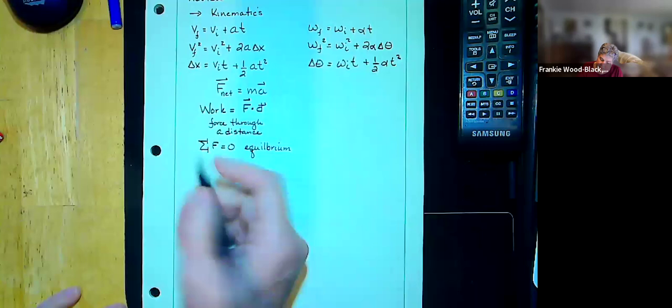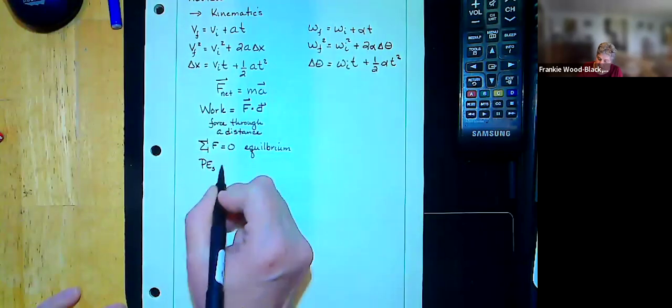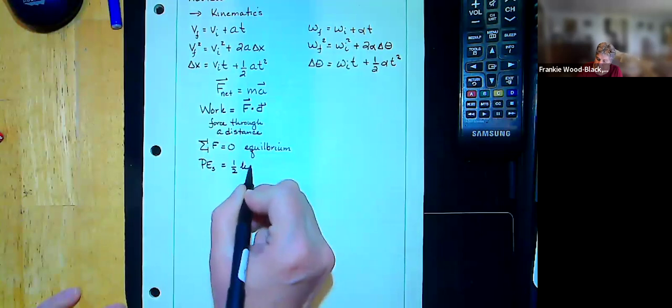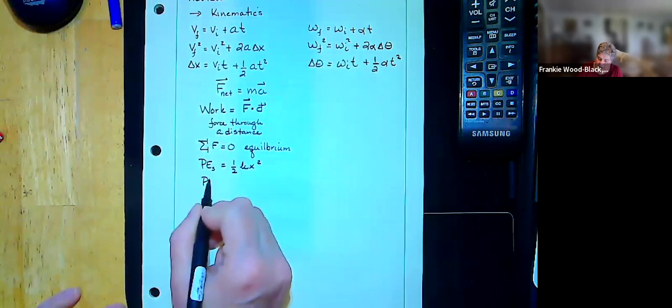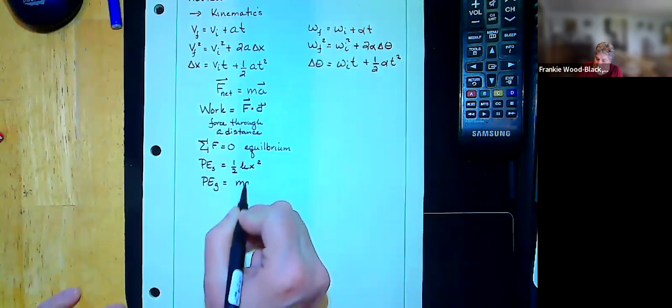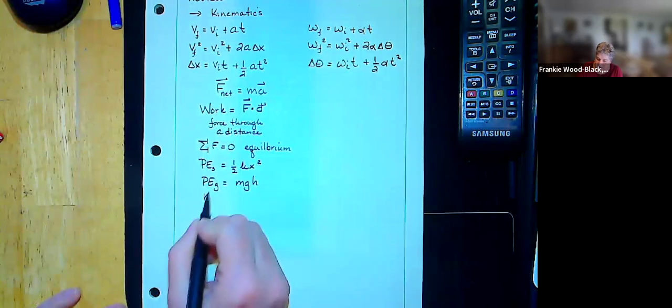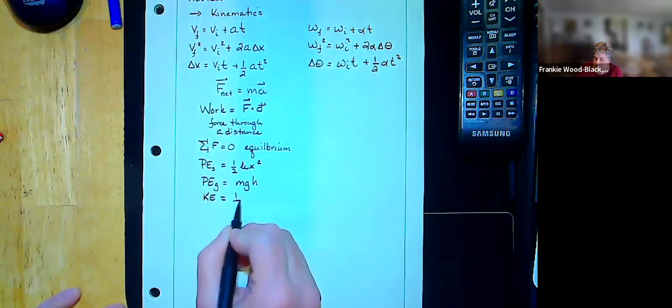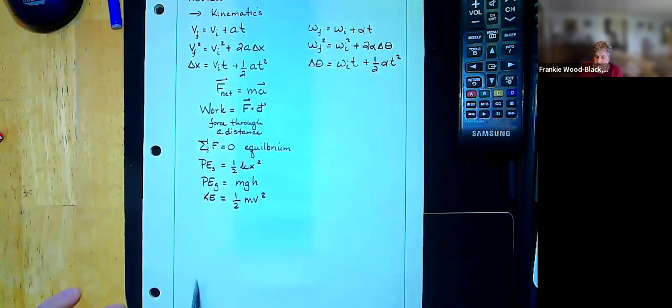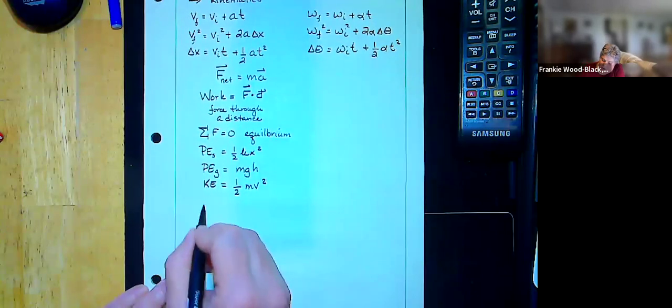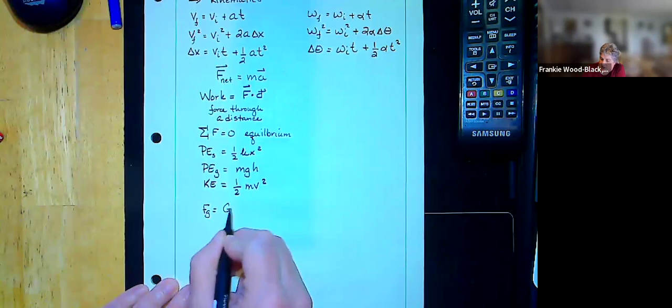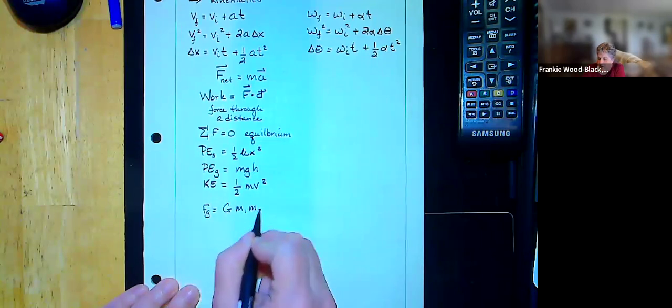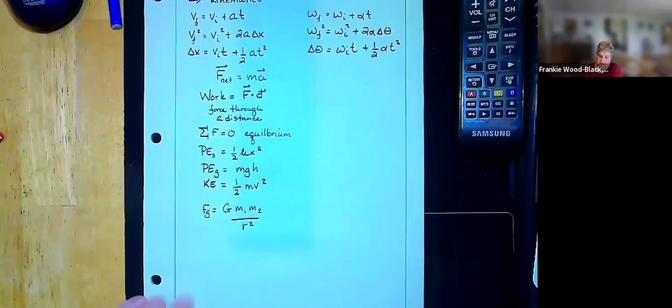We had potential energy of a spring. We had potential energy due to gravity. We had kinetic energy. We had a couple other things. We had our force due to gravity, our universal law of gravitation. G is m1, m2 over r squared. We had that. So we have these kinds of items that we were dealing with, and we had momentum.